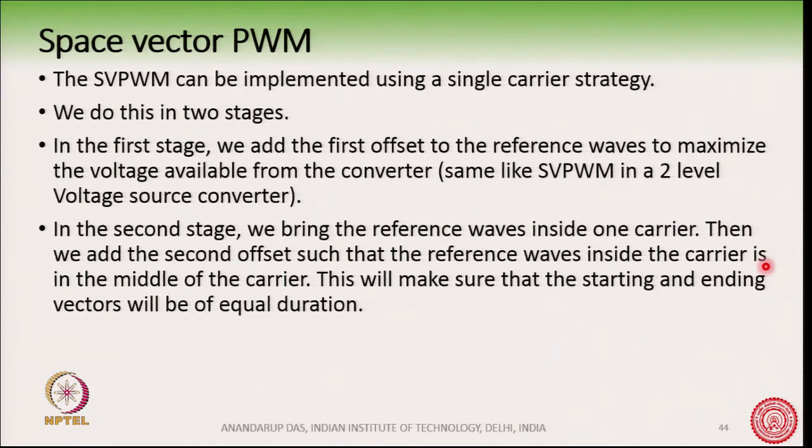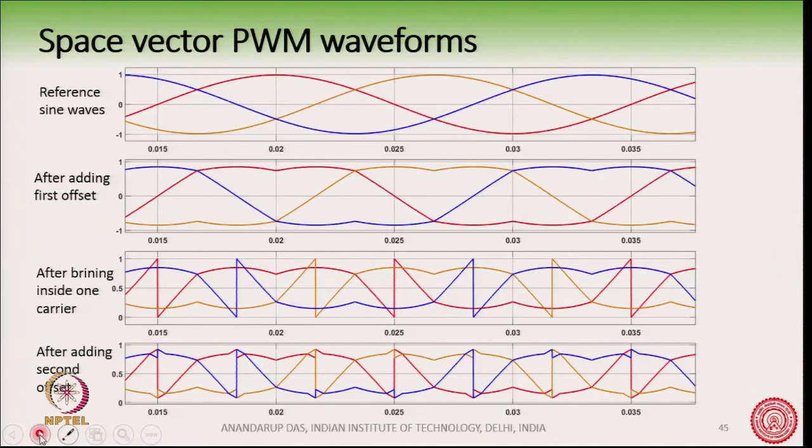Okay. So, in the second stage, we bring all the reference waveforms inside one carrier, and then again make sure that the 3 reference waveforms are in the middle of this carrier, so that the start and end vectors are equal in duration. We will see an example and we will understand how this process happens. So, first let us start with these reference sine waves.